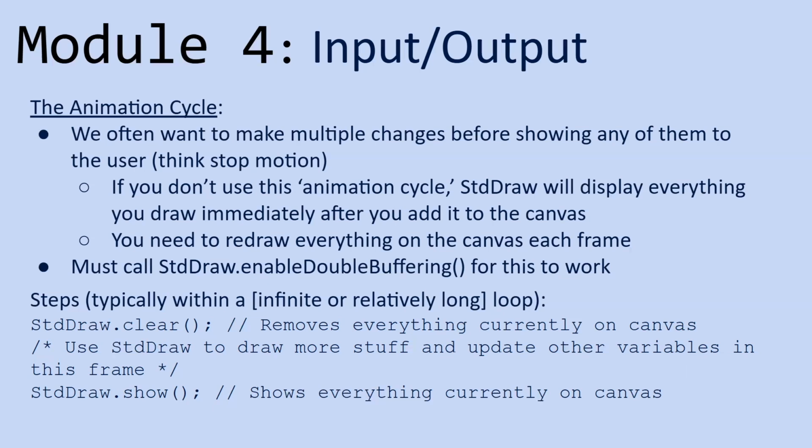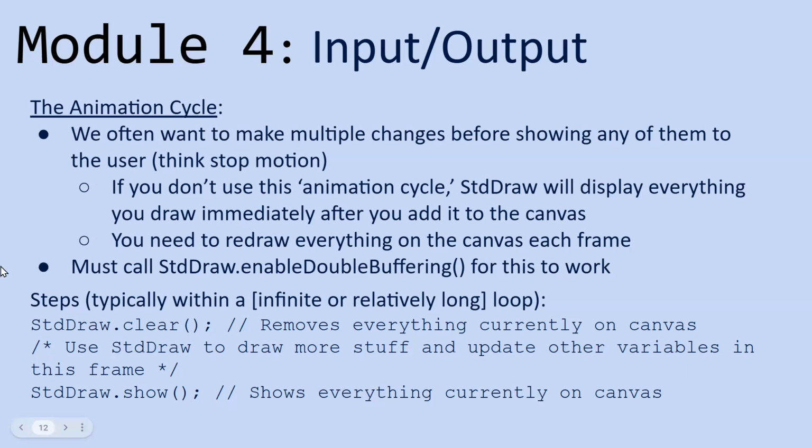I think this makes more sense with an example, which I'll show you momentarily. Also, you must call StdDraw.enableDoubleBuffering for this to work. That's what lets you draw the whole image, the whole scene or frame, and then pause for a bit, let the user see it, and then clear that image and replace it with the next frame.